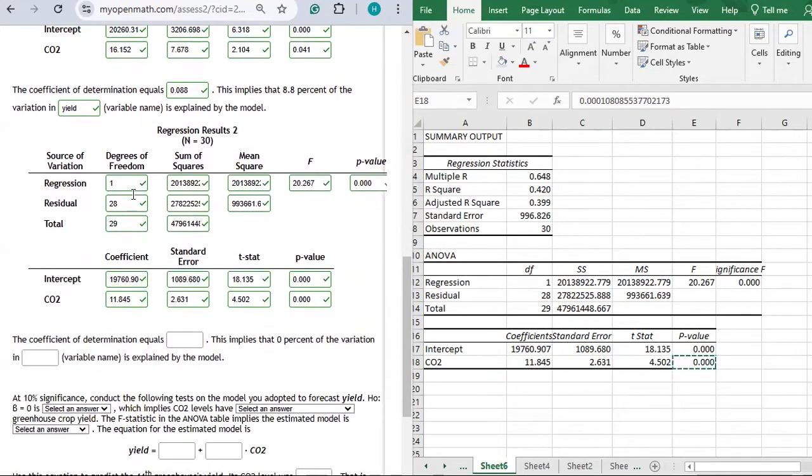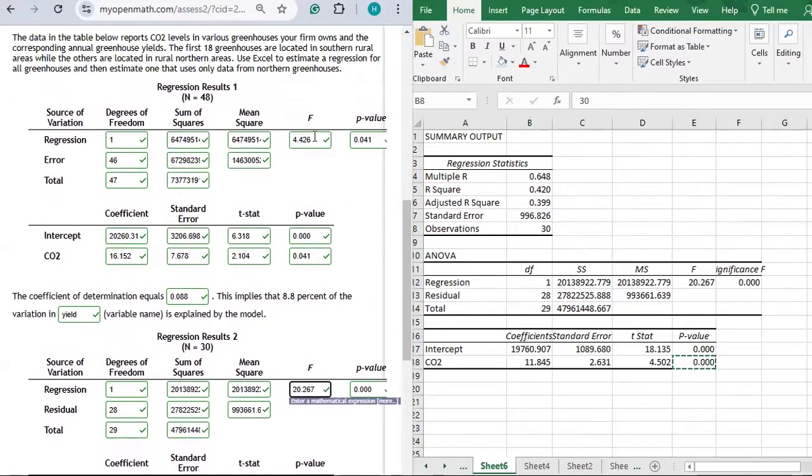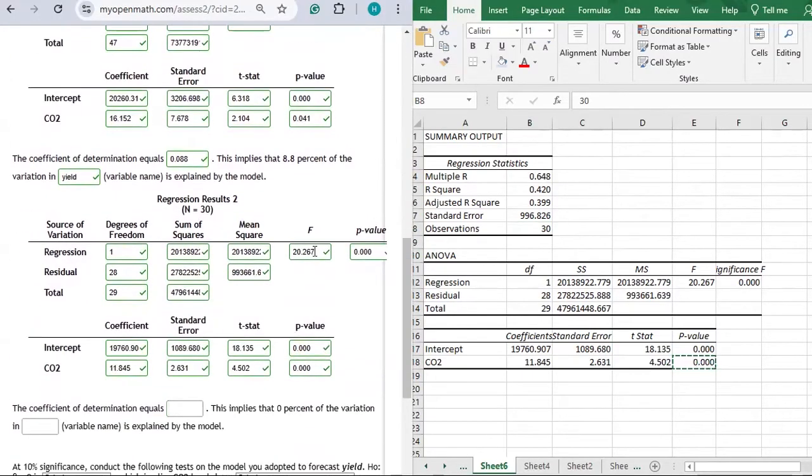Okay, welcome back. I filled in the information. Again, we only have 28 degrees of freedom for the residual because now we only have 30 observations, because we're only looking at the northern area greenhouses. Our F statistic is really large compared to what it was. It was only 4.426 before. Now it's 20.267. The reason is that the mean square due to regression is a lot larger than the mean square due to residual.